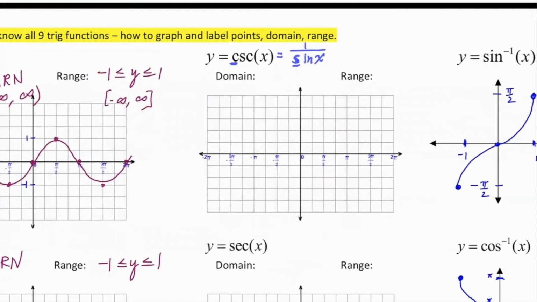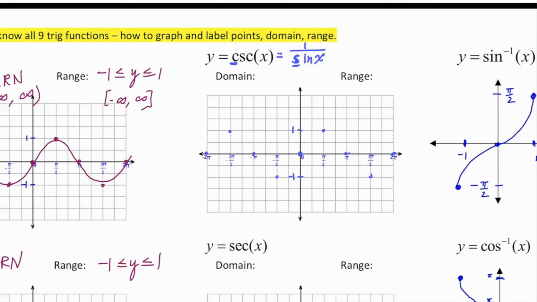Cosecant is the reciprocal of sine. So here's the trick that we're going to do. I'm going to graph this. Because cosecant is the reciprocal of the sine function, basically we're going to graph sine and then take the reciprocal of each value. So I'm going to use a lighter color to quickly graph my sine function: mid, high, mid, low, mid.